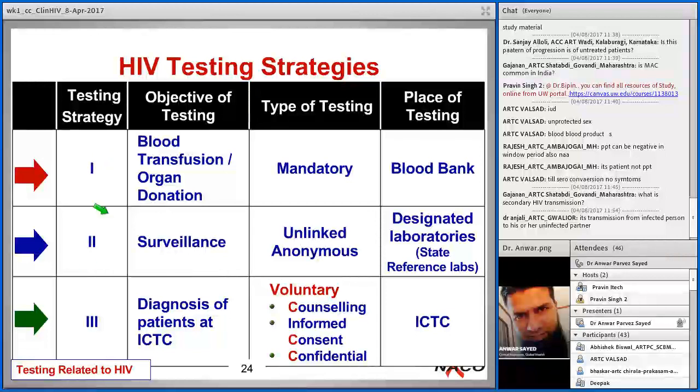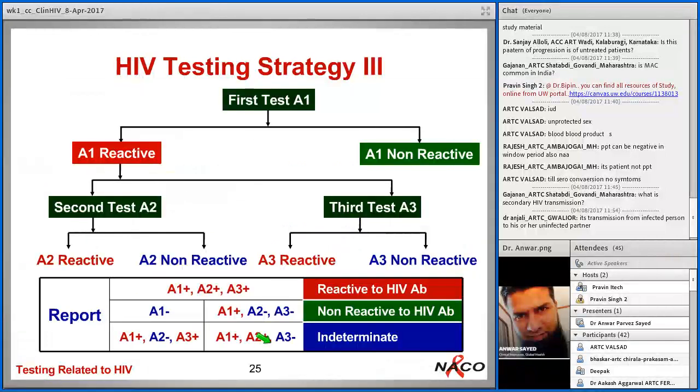Then strategy 2 is usually used for surveillance purposes, like HSS and all we spoke about, which is unlinked anonymous. So 2 tests are performed in this. Strategy 3 is used for diagnosis of HIV, where we use voluntary counseling, informed consent is taken, and confidentiality is maintained. It is done at ICTC.